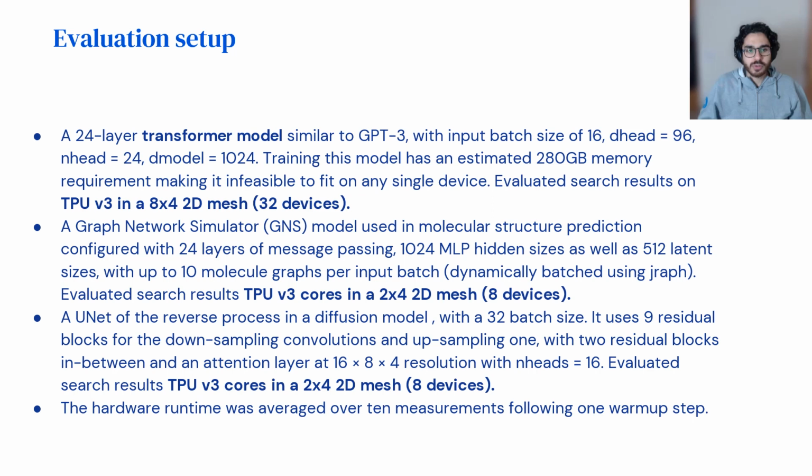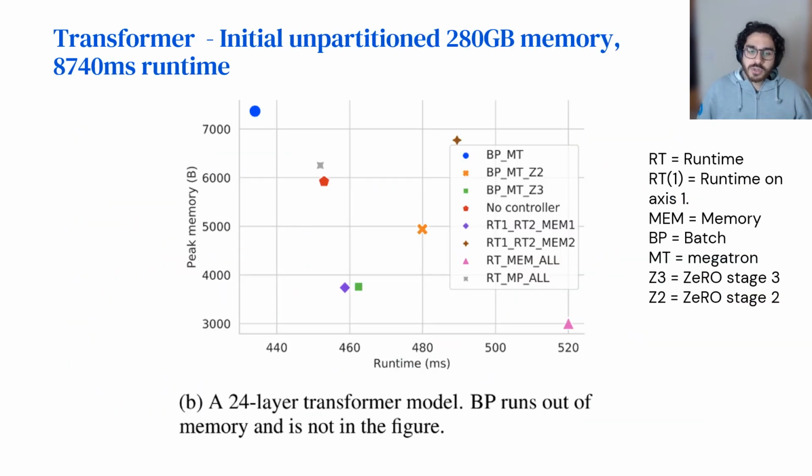We evaluated our work on real hardware. For the transformer use case, we had two devices. For the UNet and GNS use cases, we had 8 different GPUs. Our evaluation on the transformer showed interesting results. Looking at runtime 1, runtime 2, memory 1, which is the one in purple here, this is a search strategy that's looking for improving runtime on the first axis, improving runtime on the second axis, and then improving memory on the first axis. This yields the same partitioning strategy as if we had done batch parallelism, Megatron, and ZeRO.